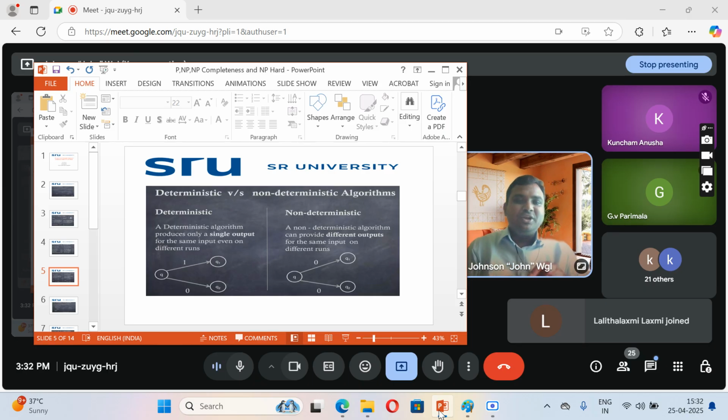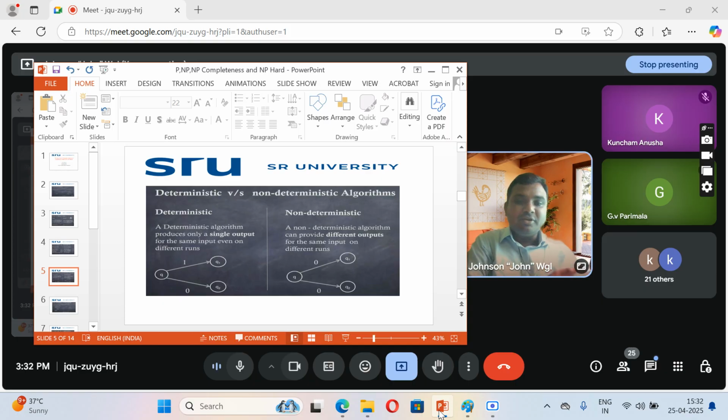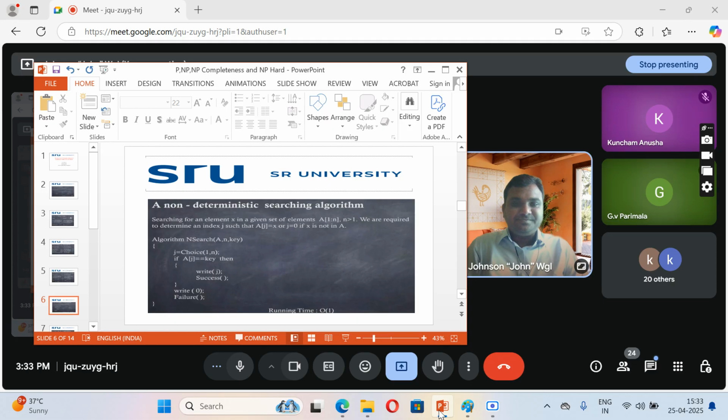Example, today 2 plus 3 is 5, tomorrow 5, day after tomorrow 5. If you get 6 for 2 plus 3 tomorrow, that is non-deterministic. Is it possible? Yes, some problems make it possible. I already told you, from here to Kazipet, one route is 15 kilometers, another route is 17 kilometers. Those are non-deterministic.